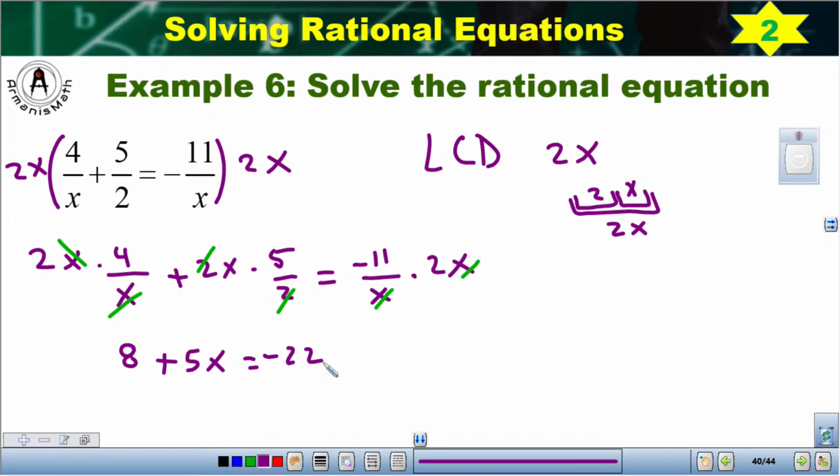Okay, so what are you going to do here? Subtract, add. 5x is going to give you negative 22 minus 8. 5x is going to give you negative 30.